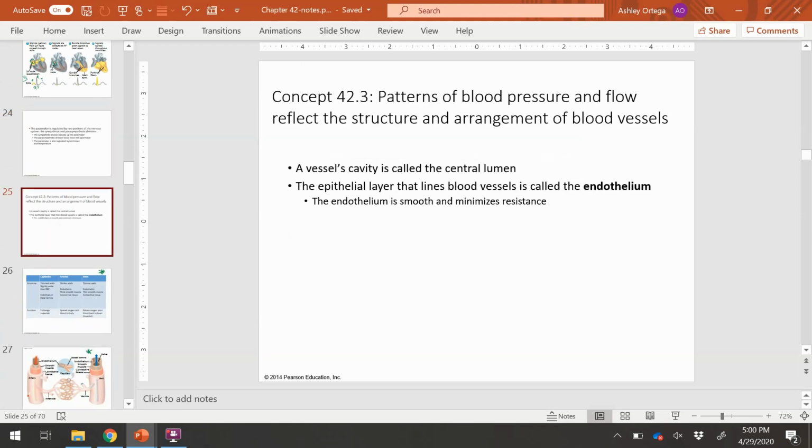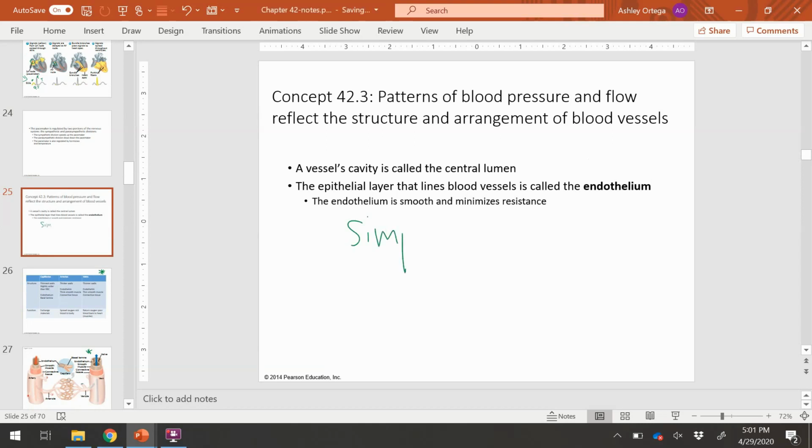And so now we're going to take a look at patterns of blood pressure and blood flow and how this reflects the structure and arrangement of blood vessels. The blood vessel's cavity is called the central lumen. This is where blood is going to be flowing through. The epithelial layer of tissue that lines blood vessels is called the endothelium. This is smooth. It minimizes resistance. It's usually made up of simple squamous cells.